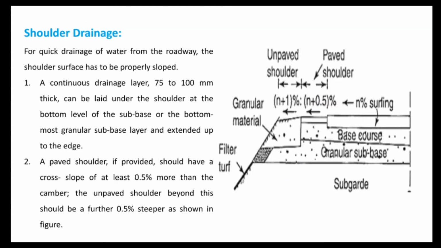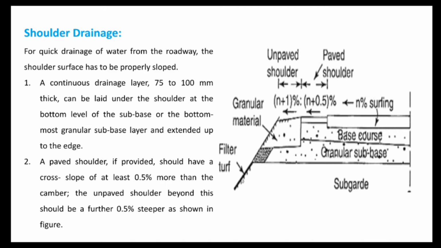Next is the shoulder drainage. Now, for the quick drainage of the water from the roadway, the shoulder has to be properly sloped. This proper slope should be provided. So the first case, the continuous drainage layer of 75 to 100 mm thick should be laid under the shoulder at the bottom level of the subsurface, or the bottommost granular subsurface layer, extended up to the edge.